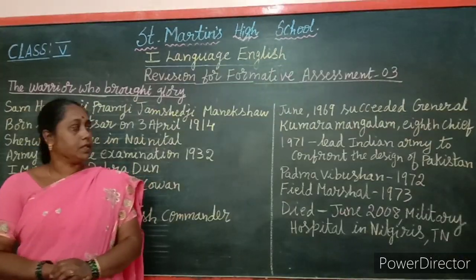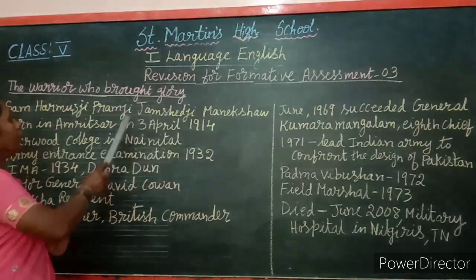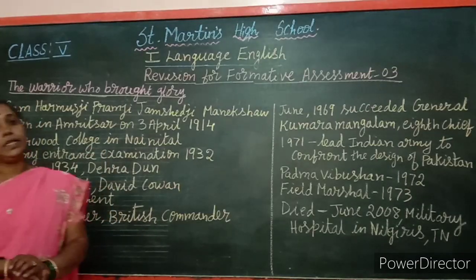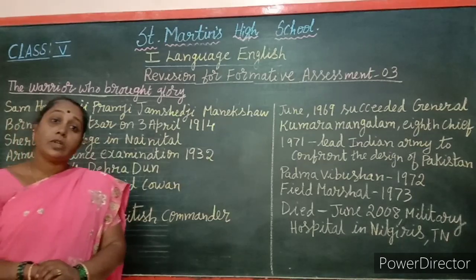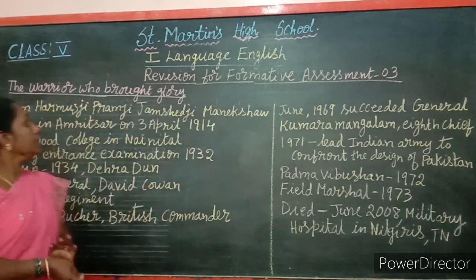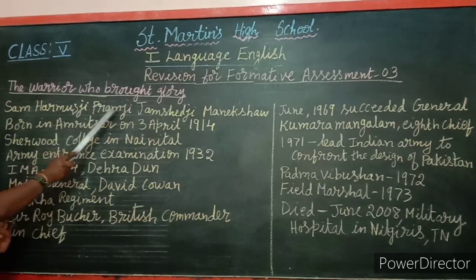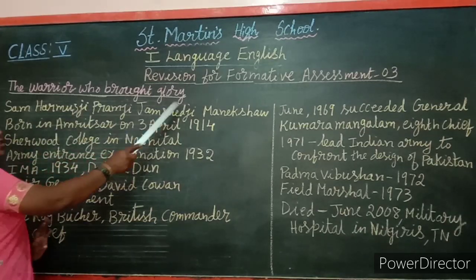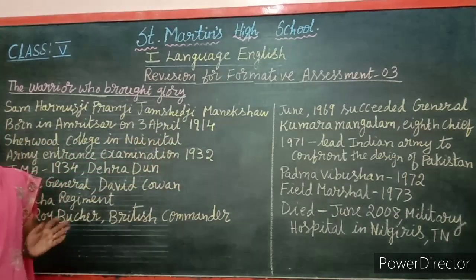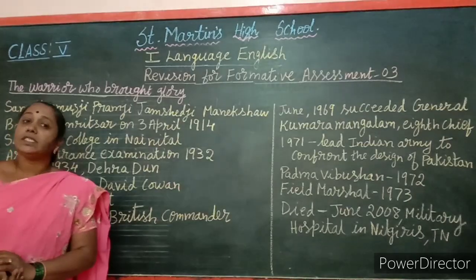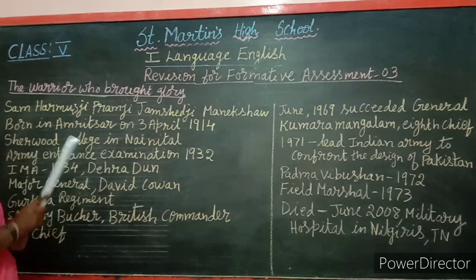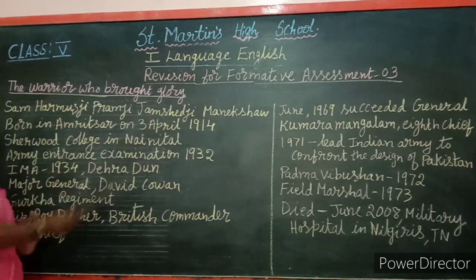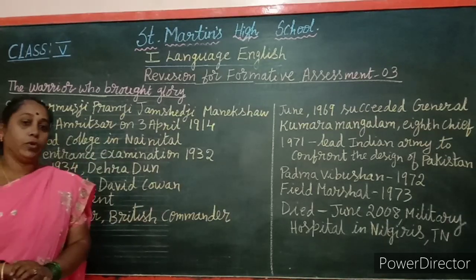Lesson number 6, that is the warrior who brought glory. In this lesson we study about the warrior Sam Manekshaw. What is his full name? His full name is Sam Hormusji Framji Jamshedji Manekshaw. So shortly they call him Sam Manekshaw. Sam Manekshaw was born in Amritsar on 3rd April in the year 1914.